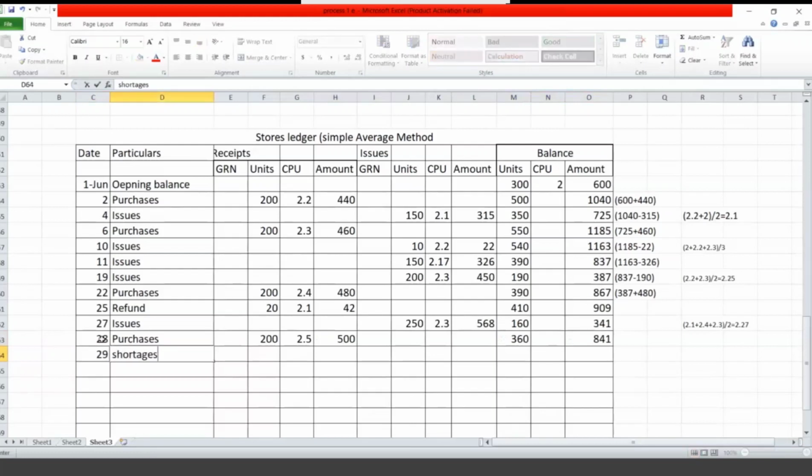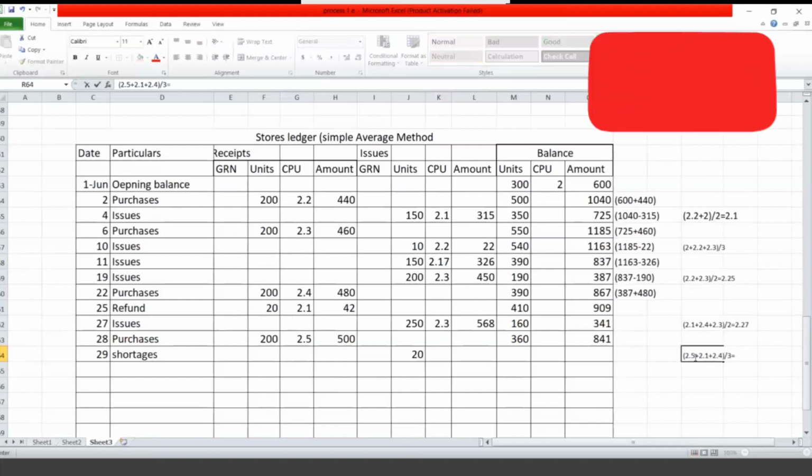Shortages in the sense, again it will be treated as issue. Some amount has reduced. That means they would have issued earlier, they didn't note it. How much? 20. Now how do you know the amount? For how much are we going to issue them? How many amounts were involved? 2.5 was there, 2.1 was there, 2.4 was there, divided by 3. How much will you get? 2.33.